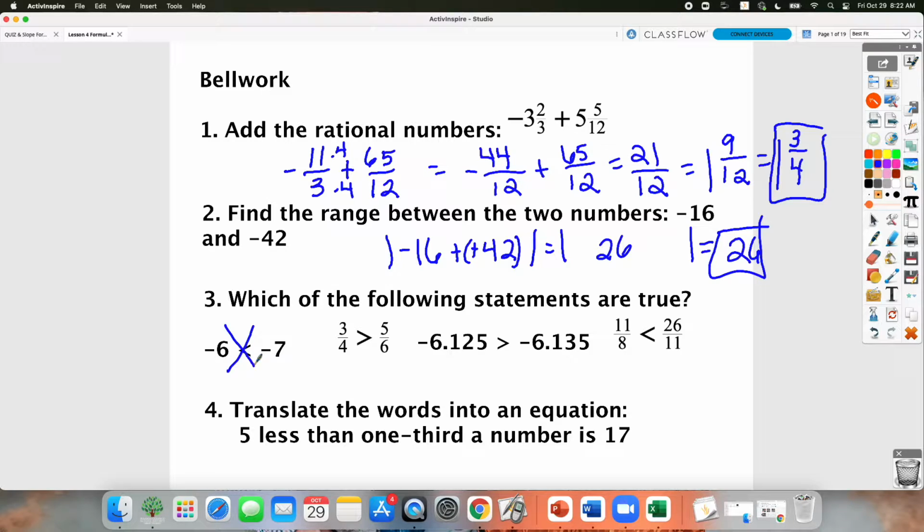So 3 times 6 would give me 18. 5 times 4 is 20. Therefore, which fraction is actually greater? The one that says it's less. Yeah. 5/6. Okay, so do we have a true statement here? Is 3/4 greater than 5/6? No. We also could have turned them into decimals. 3/4, I know, is 0.75. When we change 5/6 to a decimal, what do we get? If you haven't done it, you can do it in your calculator right now.